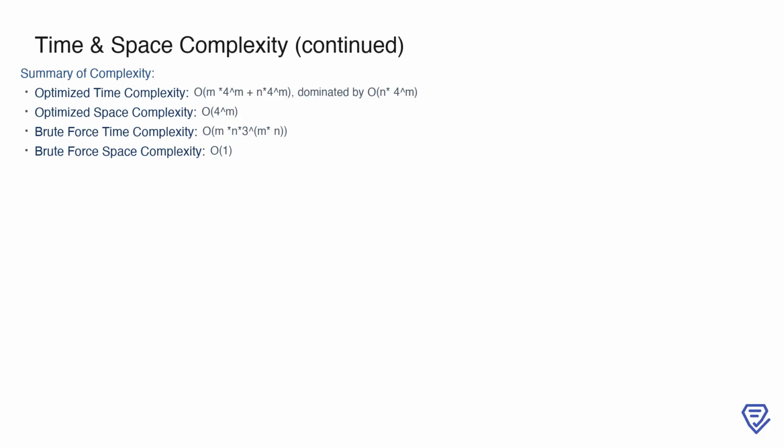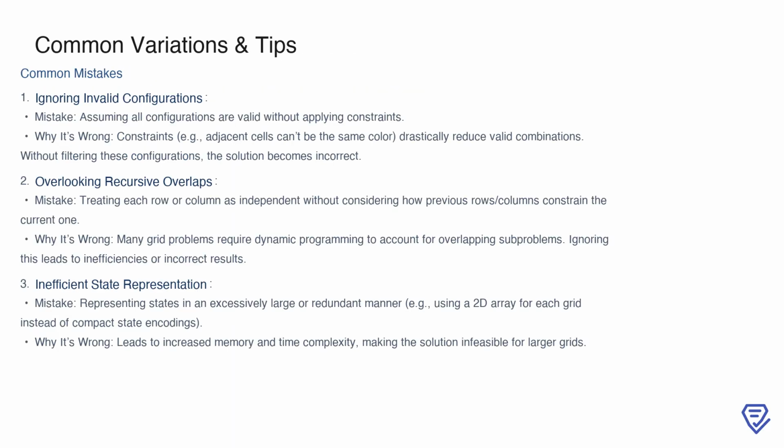Clearly, the optimized approach is a significant improvement, especially for cases where the grid has a small number of rows but many columns. This efficiency highlights the power of leveraging dynamic programming and pre-computation to solve complex problems effectively. When solving grid problems like this one, there are a few common mistakes to watch out for.